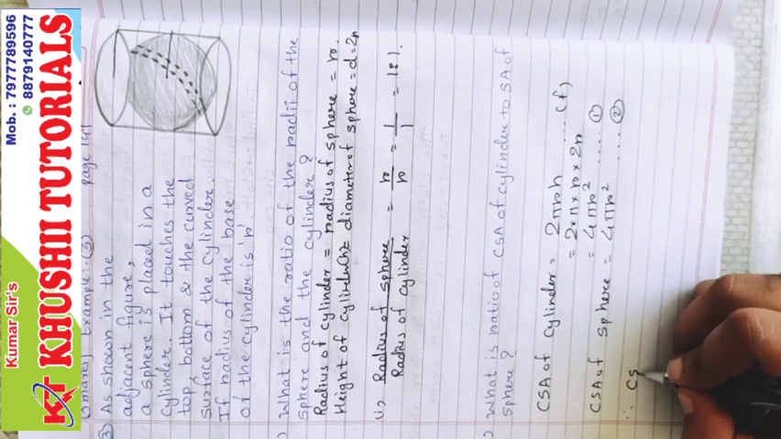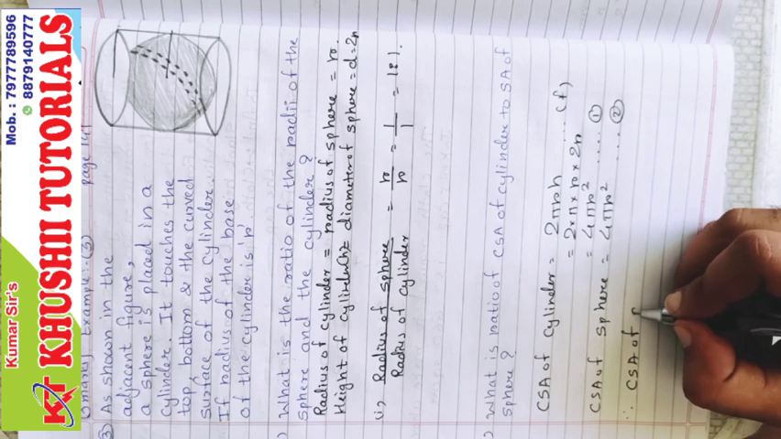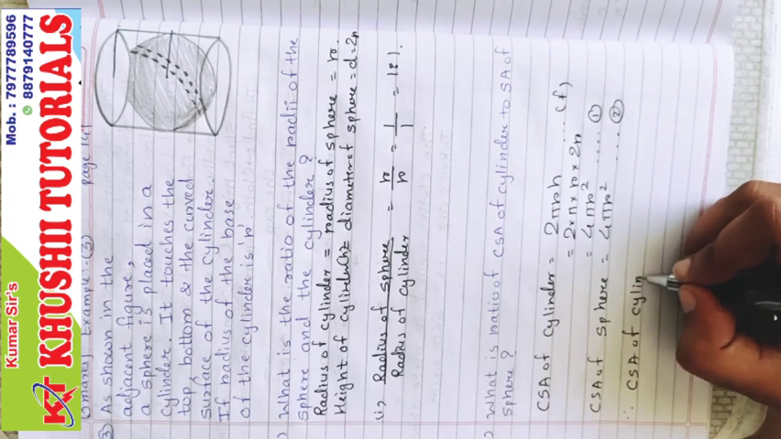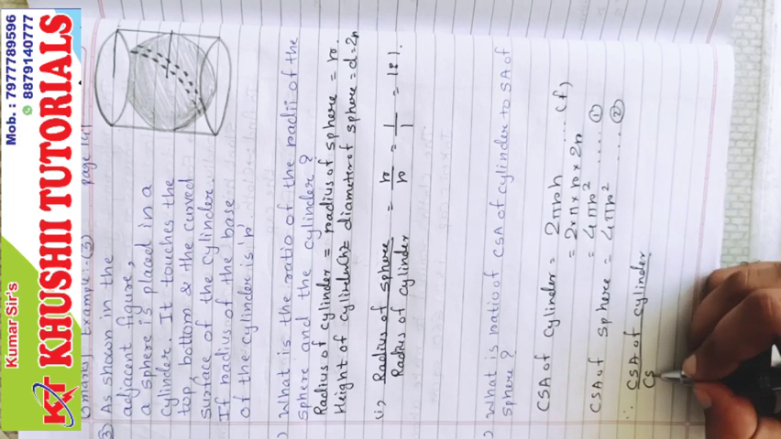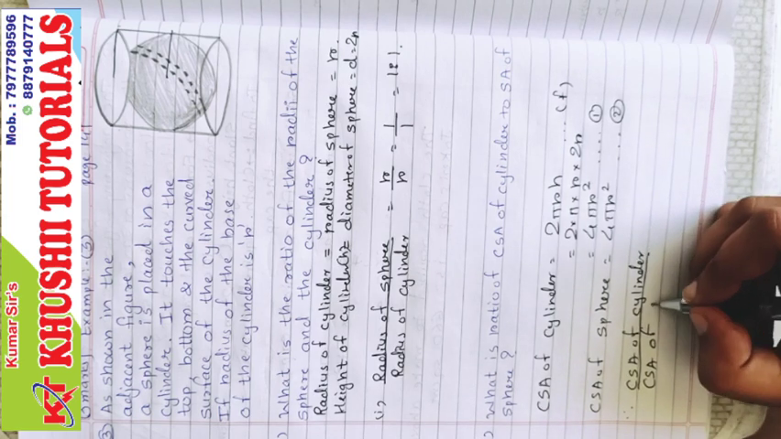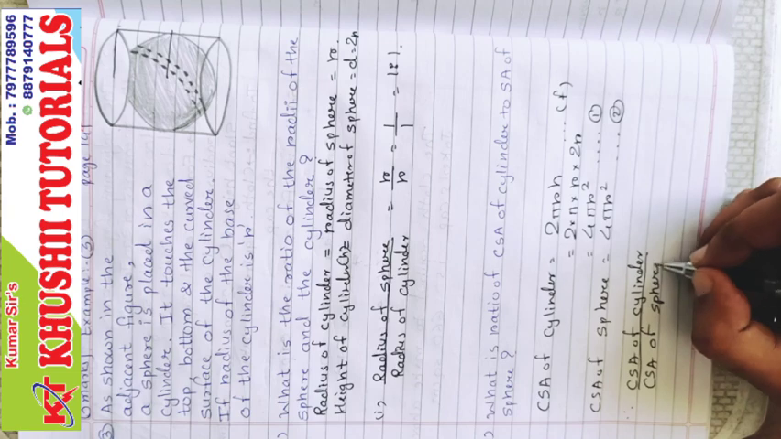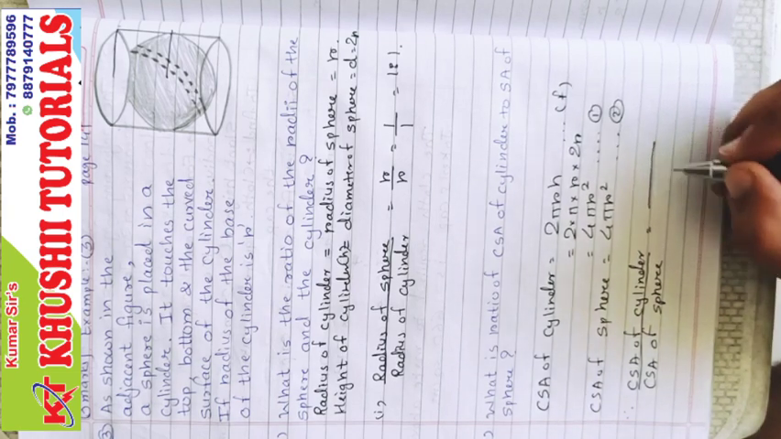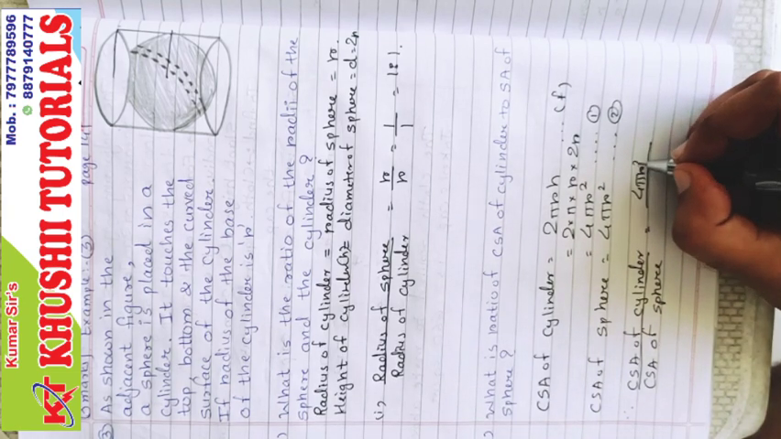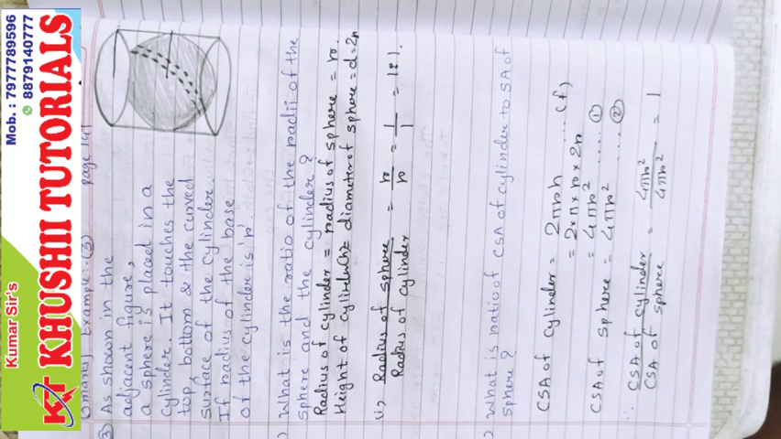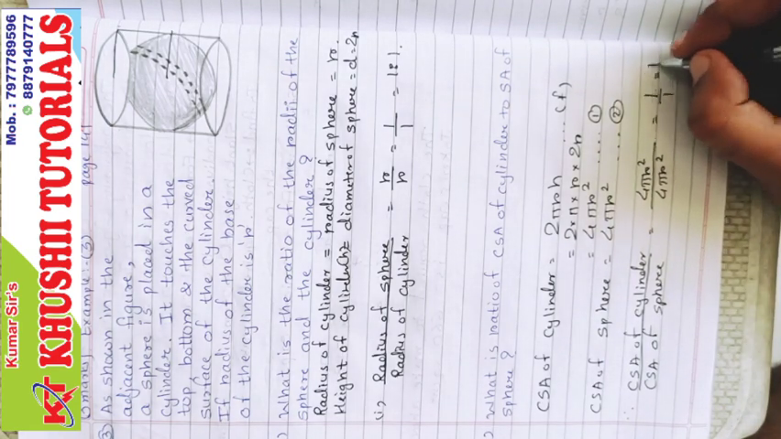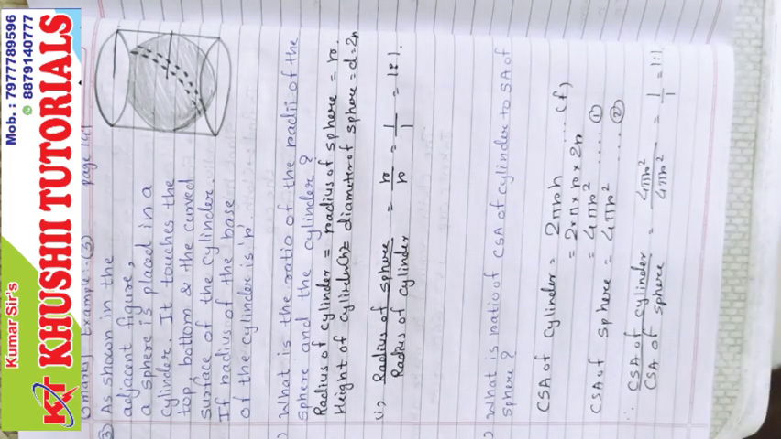Therefore CSA of cylinder upon CSA of sphere equal to 4 pi r square upon 4 pi r square equal to 1 upon 1. So equal to 1:1 is the ratio of second.